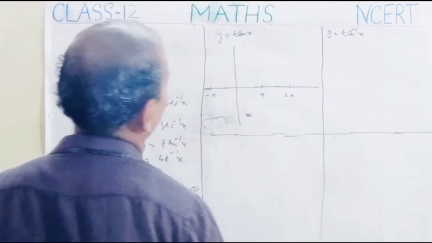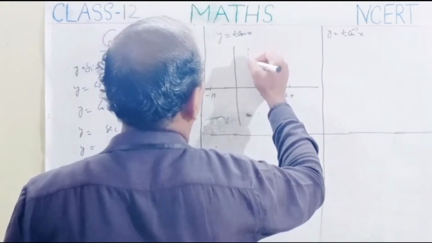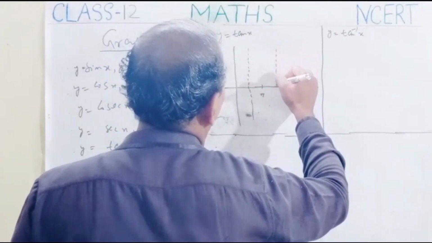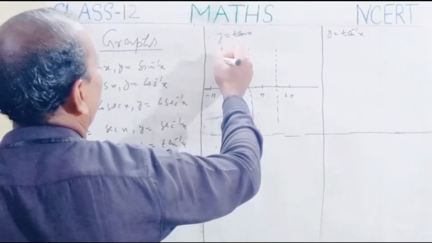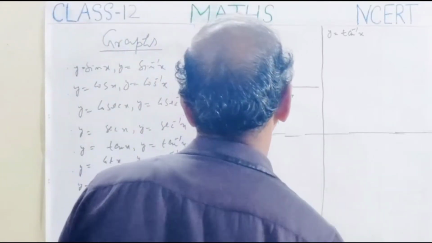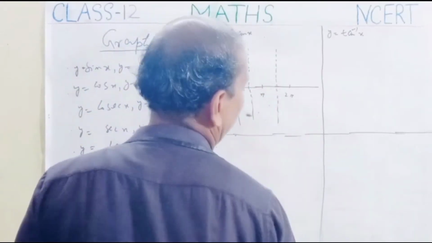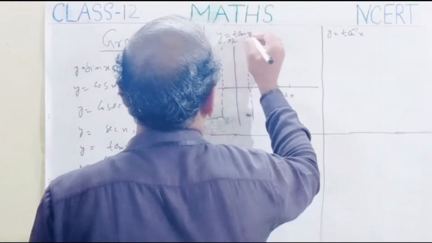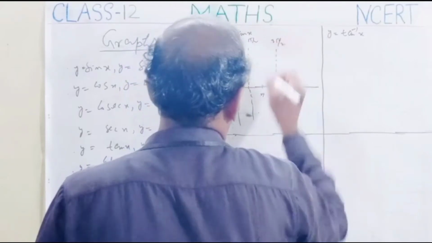It means it will not be defined where? It is not defined at pi by 2. It will not be defined at 3 pi by 2. And it is not defined here at minus pi by 2. So it will not be defined at minus pi by 2, pi by 2, and 3 pi by 2.